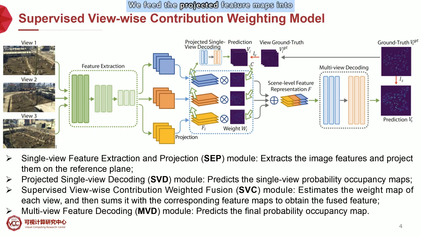The second module is projected single view decoding. We feed the projected feature maps into this module, which predicts the single view probability occupancy map for each view. The third module is supervised view-wise contribution weighted fusion. This module estimates the weight map of each view based on the single view prediction probability maps and then sums it with the corresponding feature maps to obtain the fused feature. The last module is multi-view feature decoding. This module predicts the final prediction probability map of the scene.